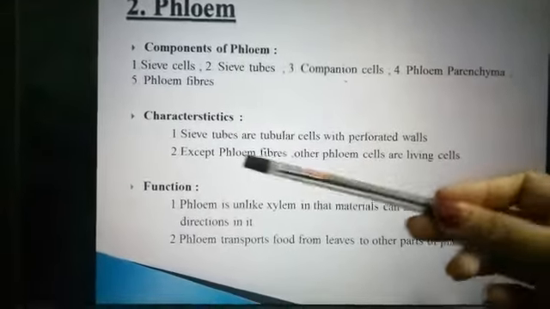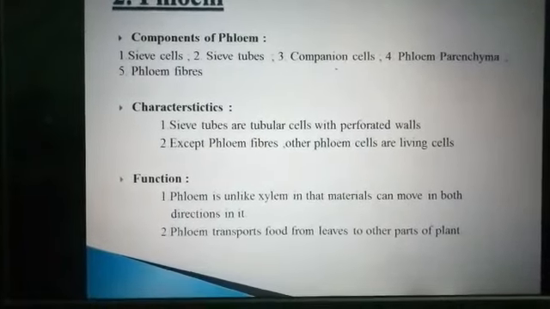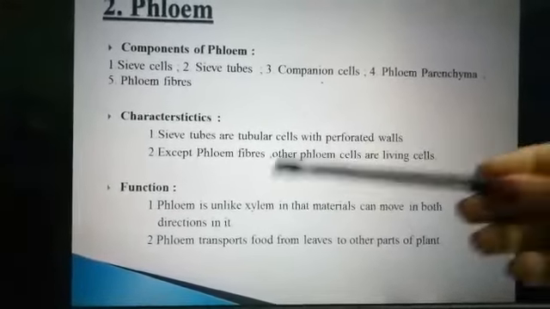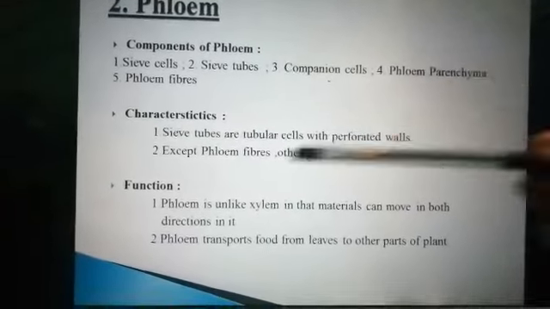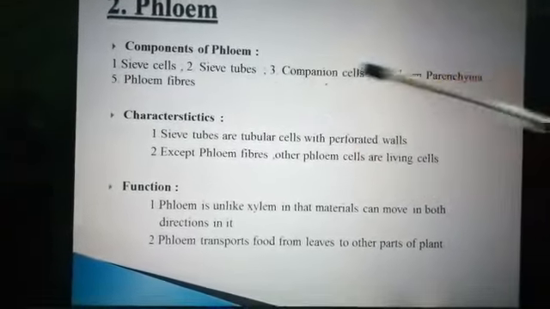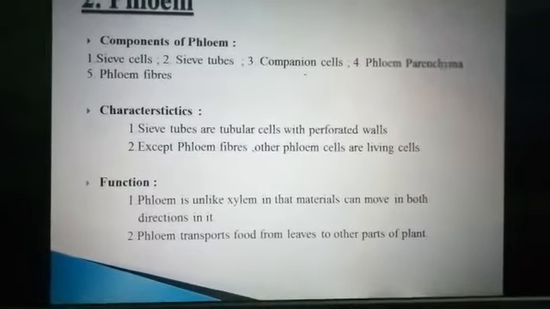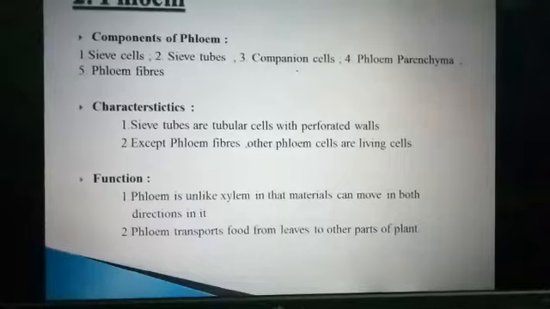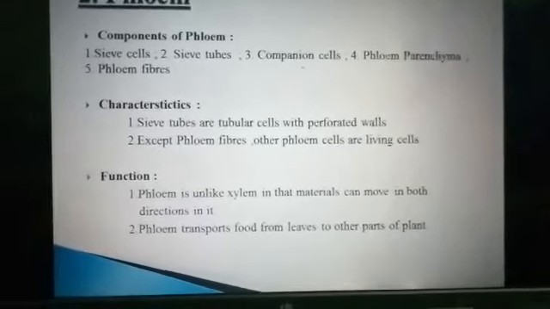About characteristics, sieve tubes are tubular cells with perforated walls. Perforated walls means having pores. Except phloem fibers, other phloem cells are living. Clear? Only the last one is dead, otherwise all the 4 are living. Then phloem, unlike xylem, moves in both directions, right? And phloem transports food from leaves to other parts of the plant.